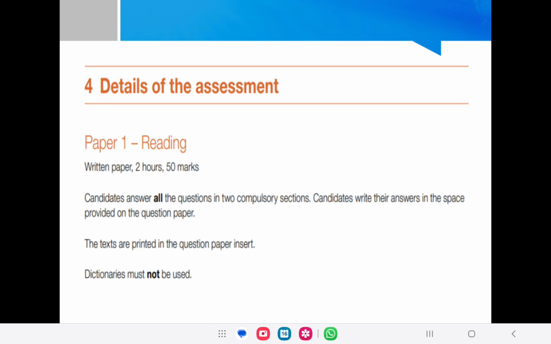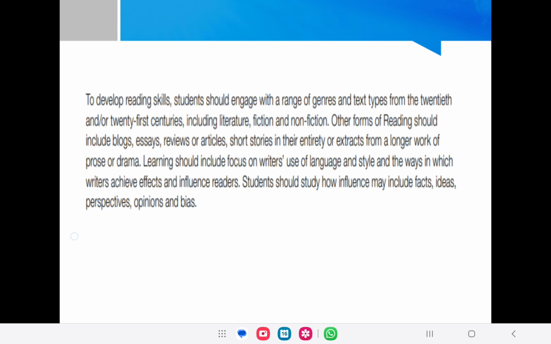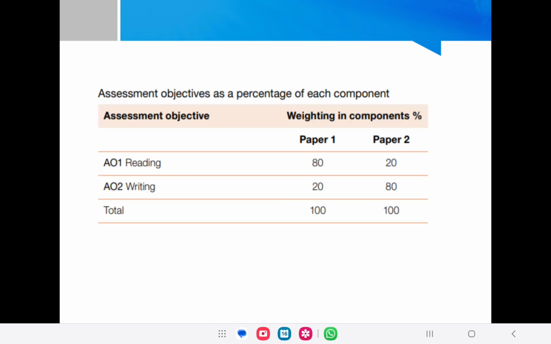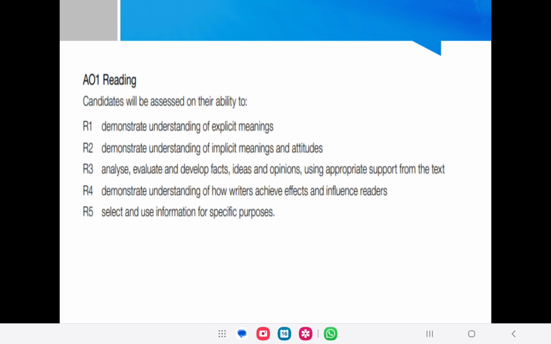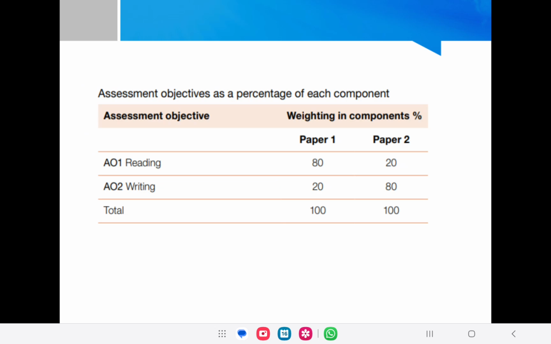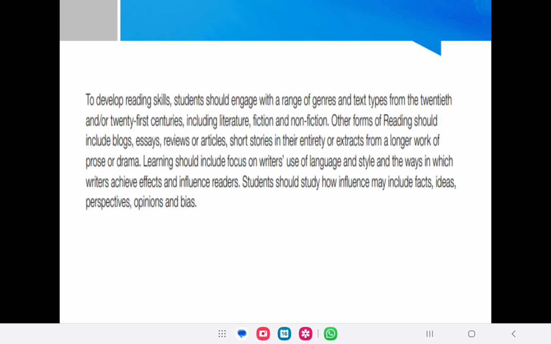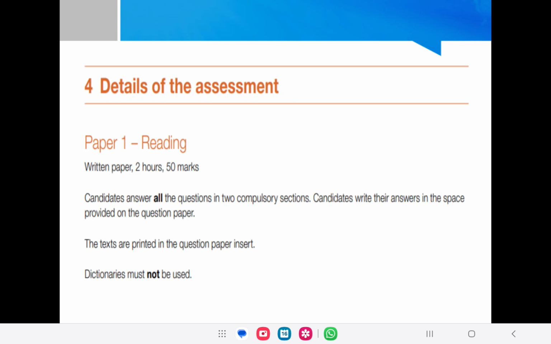Now let's start with the details of the assessment, or I think I should stop here, and this video is fine as far as we have discussed the aims, we have discussed the assessment objectives, we have discussed the weightage. Now I think we should start. I think this length is enough. I'm going to start the details of assessment in the next video.